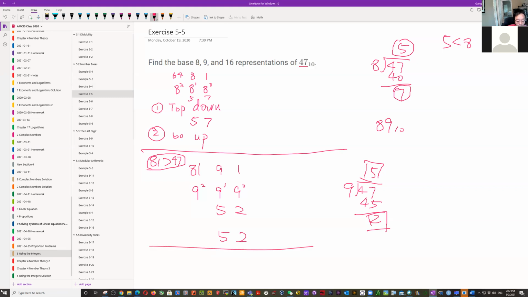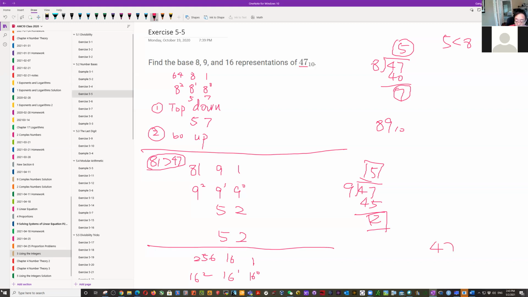And then let's do the last problem. That's 47. Use base 16. I got 16 to the 0, 16 to the first, 16 squared. And this is 1, this is 16, this is 256. 256 is bigger than 47, and 47 is bigger than 16. So basically we're going to start using 16.